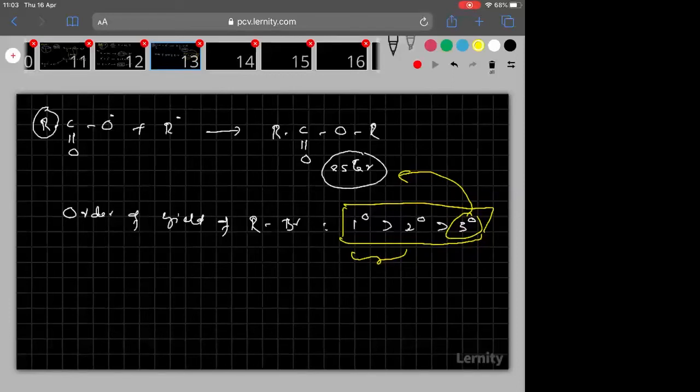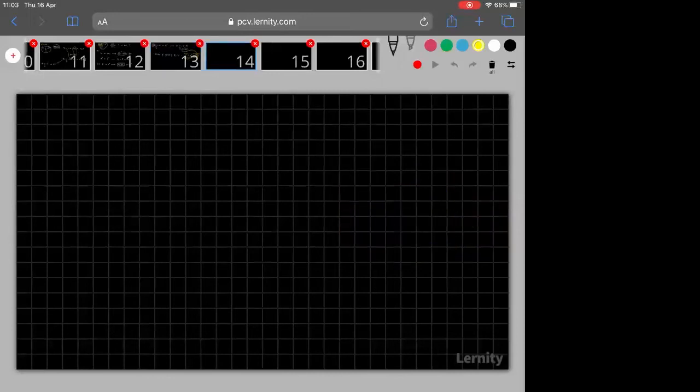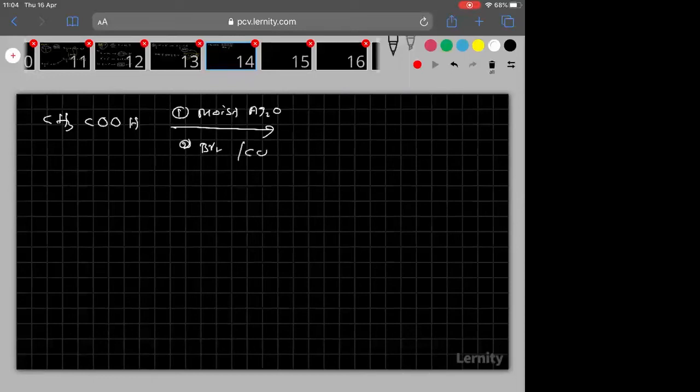Did you copy the mechanism? We are going to do some 1-2 questions also on this Hans-Dicker reaction. Now, in the next slide here, I am taking some 1-2 examples on the Hans-Dicker reaction. See clearly, first one, CH3COOH, when treated with the same 2 reagents, that is moist Ag2O, and second one is excess bromine in CCl4 followed by heating. So please copy the question and try to answer it.